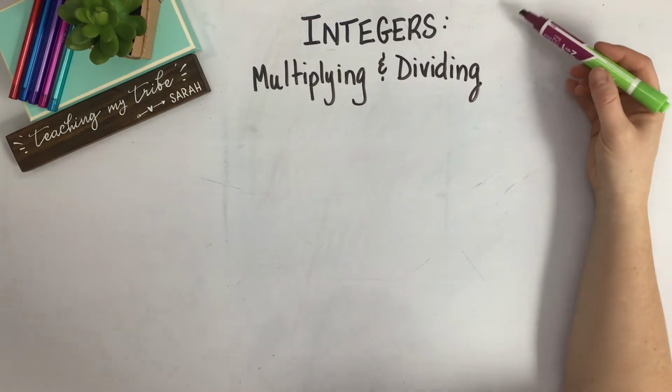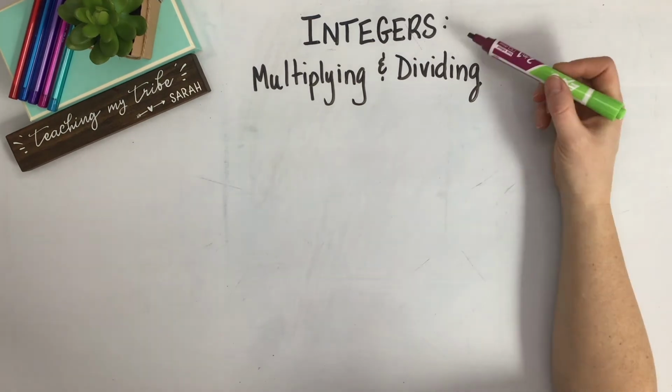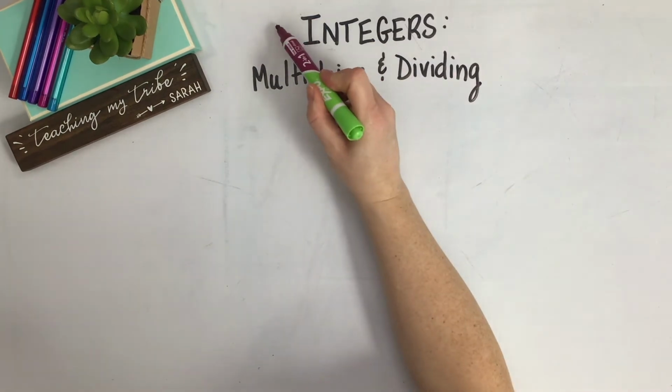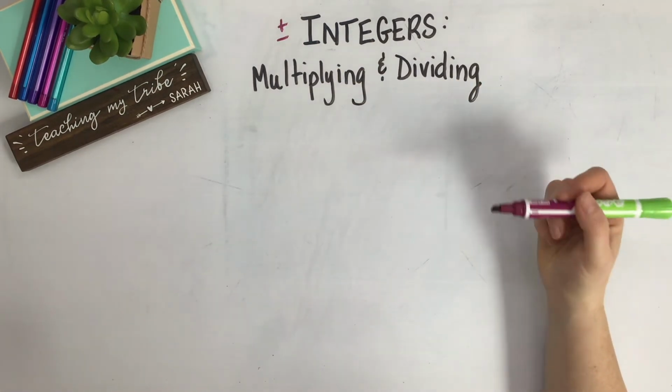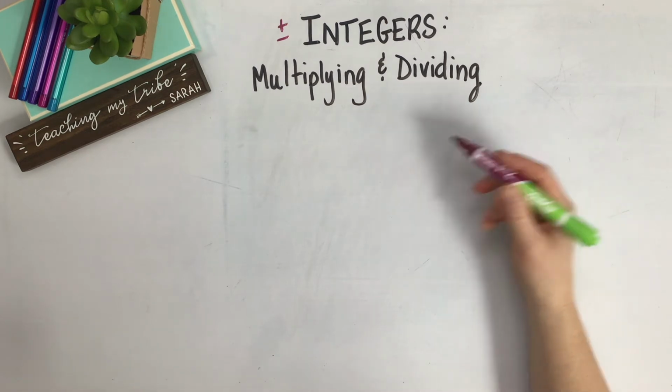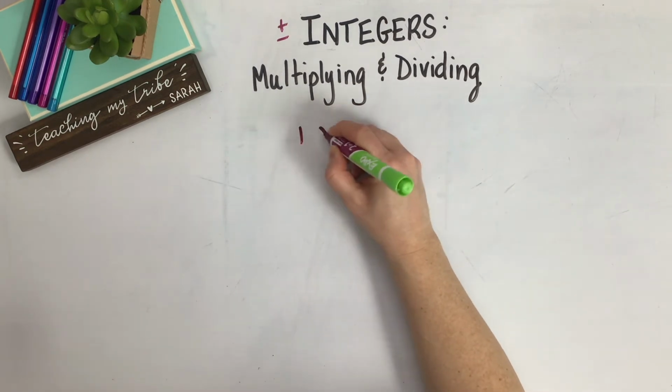Today we are going to practice multiplying and dividing integers. Okay, let's multiply and divide some integers. Remember, an integer is simply a number that carries a positive or a negative sign. Now, in order to know what the sign of your product or your quotient is, let's do some simple examples.